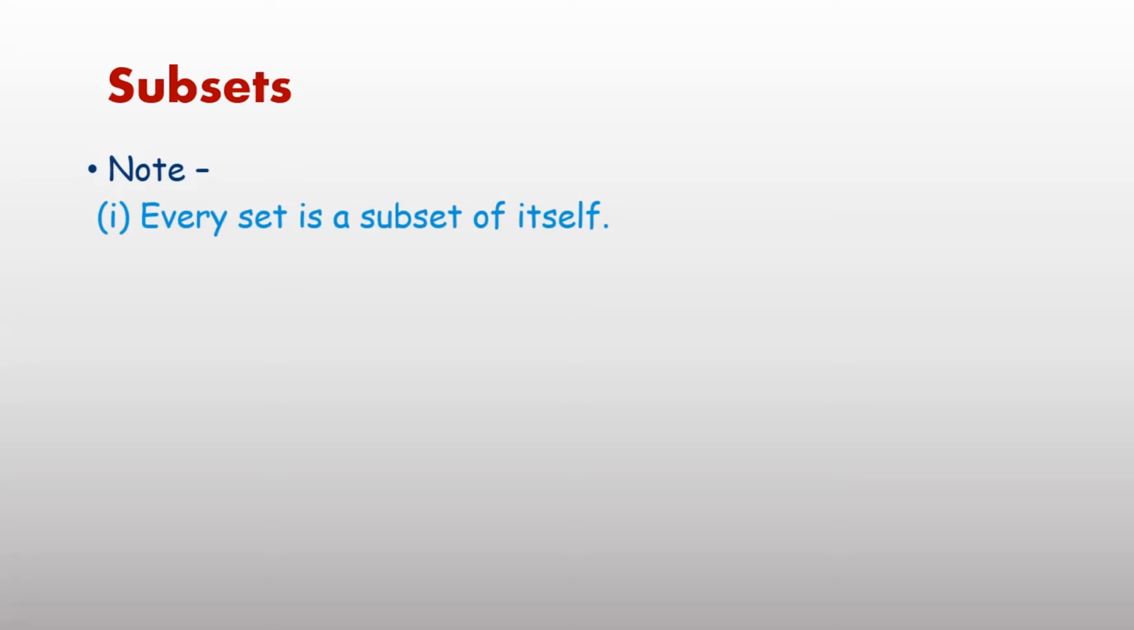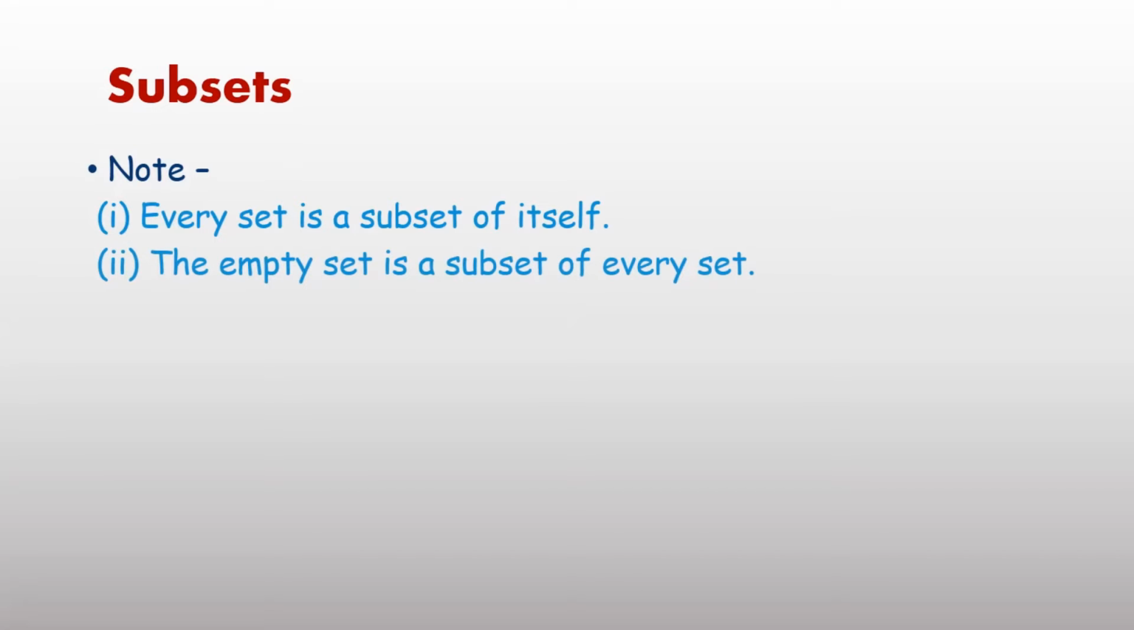On the basis of this definition, we can write every set is a subset of itself. If any set is given as 1, 2, 3 and the second set is also 1, 2, 3, all the elements of set A are present in itself. Means every set is a subset of itself. The smallest set is the empty set, and we can consider the empty set as a subset of every set.